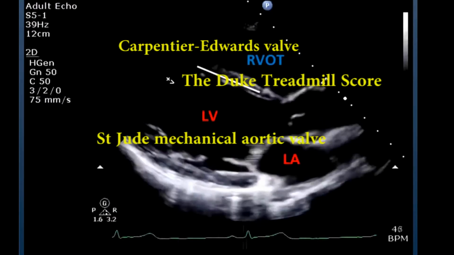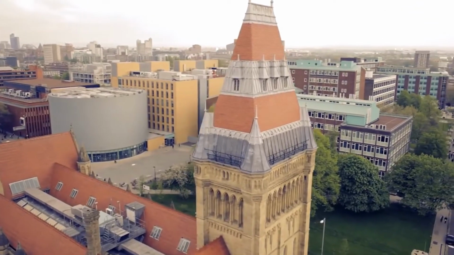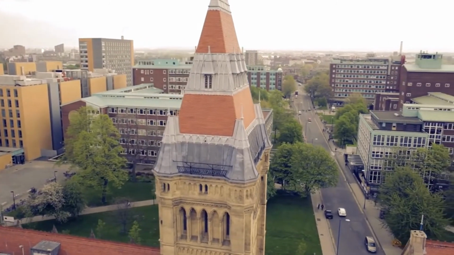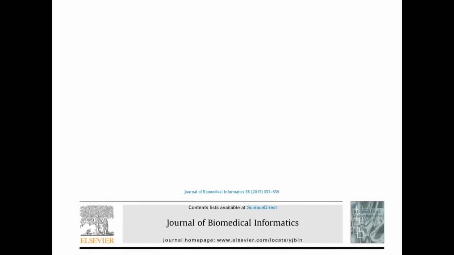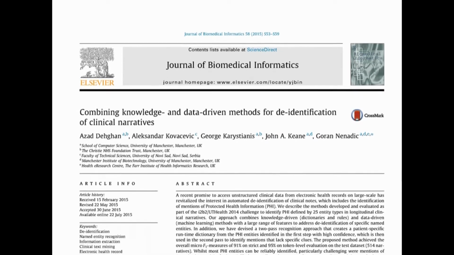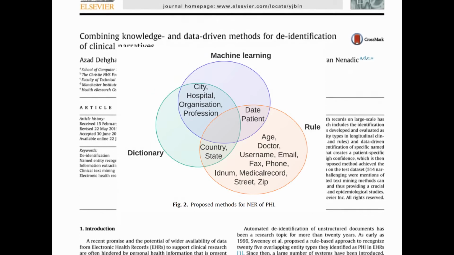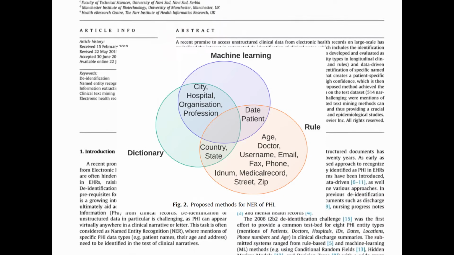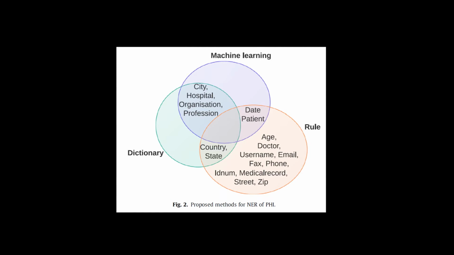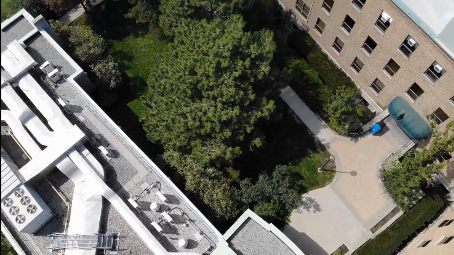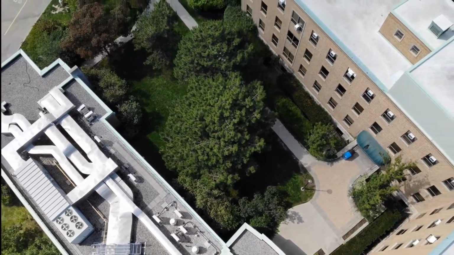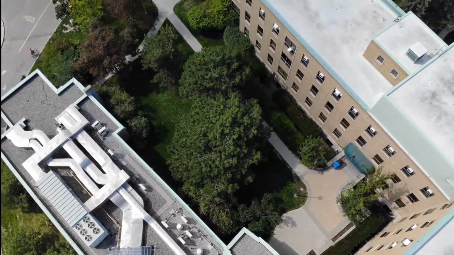To reduce the amount of manual intervention, we are in the early steps of a collaboration with the University of Manchester to add an AI layer to MASK. Azad Dehghan, Goran Nenadic, and others have developed a method based on rules, dictionaries, and data-driven machine learning for identifying PHI in UK clinical narratives. We are aiming to empower MASK with their methods to build an open-source context-driven tool for the identification of free text fields in Canadian clinical data.